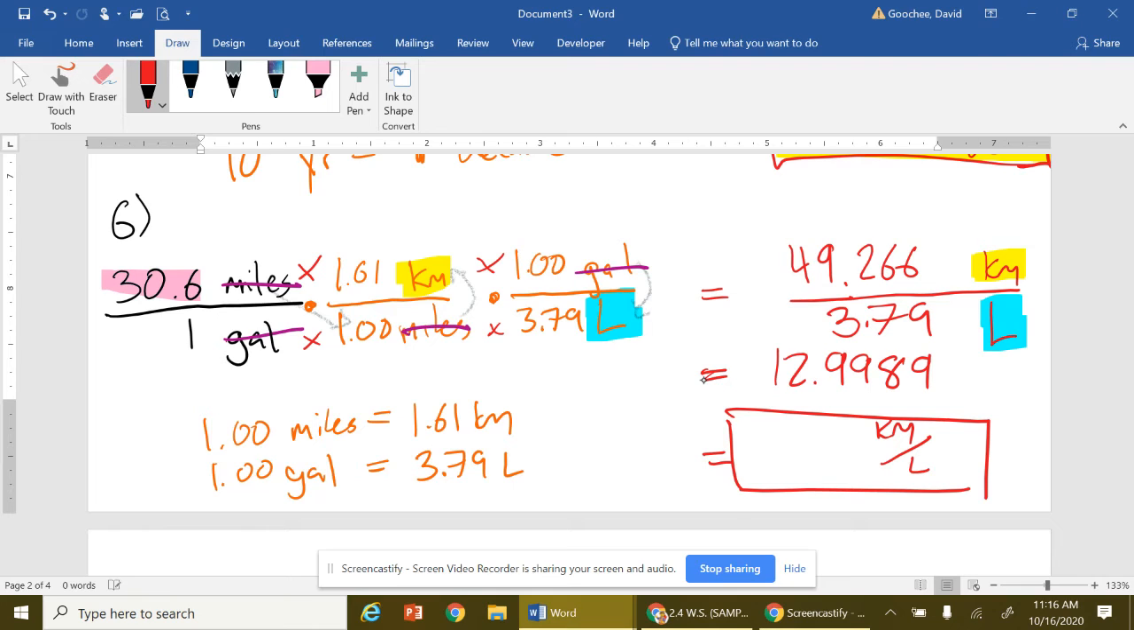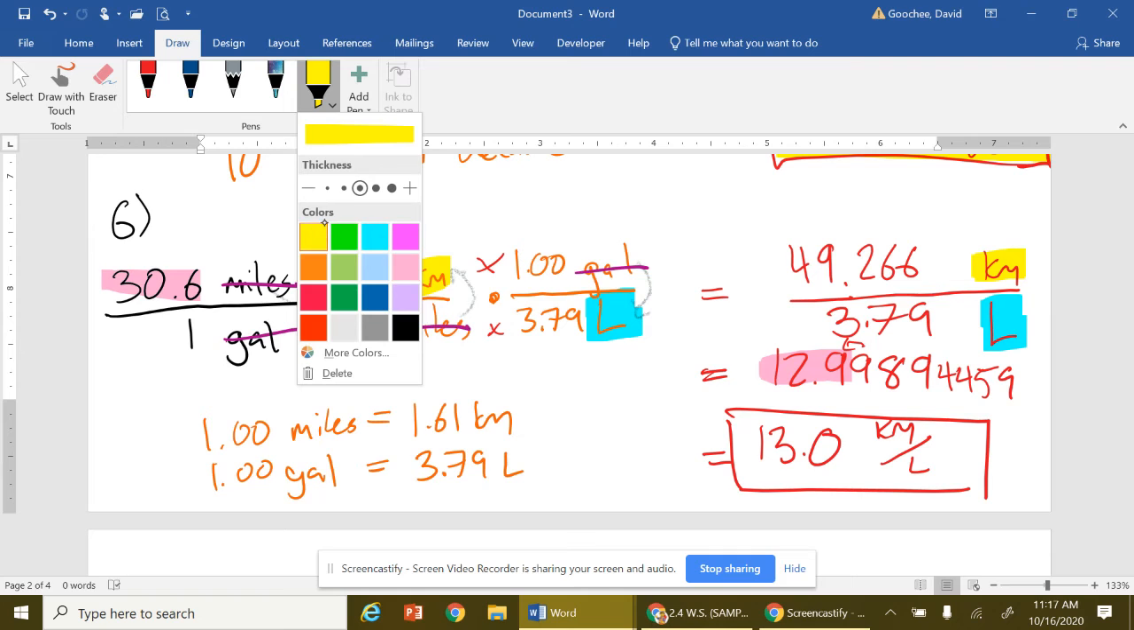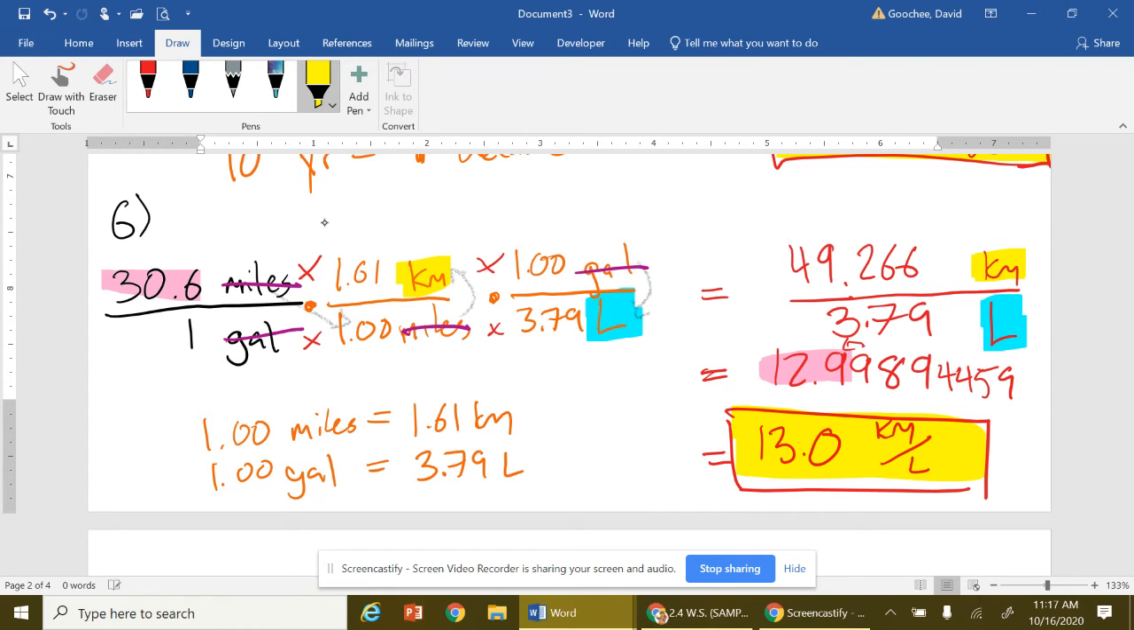12.9989. Wow. 4.459. This is a totally random generated number, but despite that, it rounds to, so you can keep the 1, the 2, and the 9, but it rounds up. So you are left with 13.0, almost exactly 13 kilometers per liter.